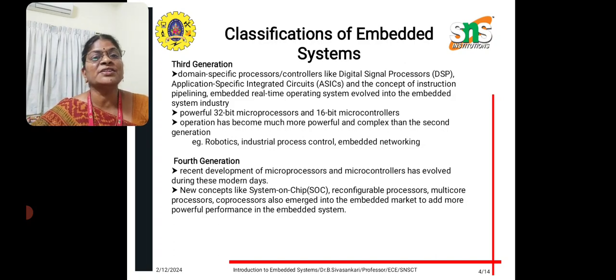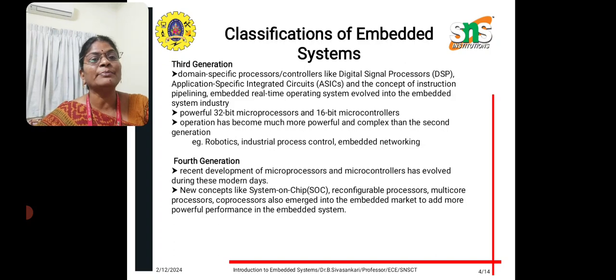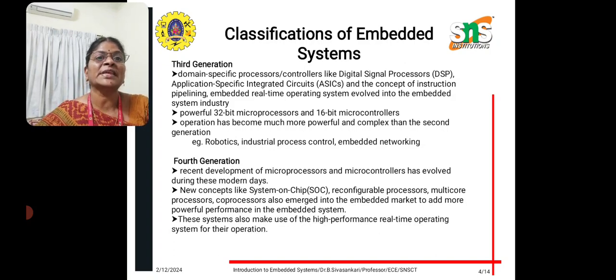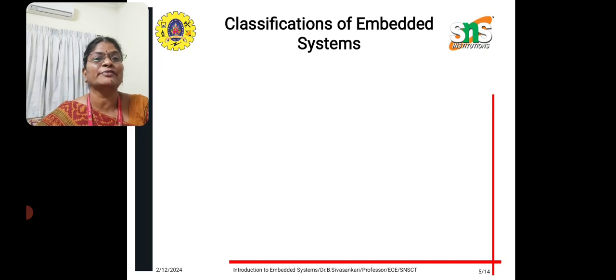The fourth generation is of recent developments of microprocessors and microcontrollers, which have evolved during these modern days, with new concepts like system on chip, reconfigurable processors, multi-core processors and co-processors, which have emerged into the embedded market to add more powerful performance in embedded systems. An example is smartphones, okay.